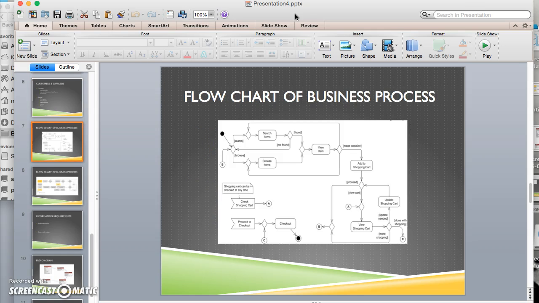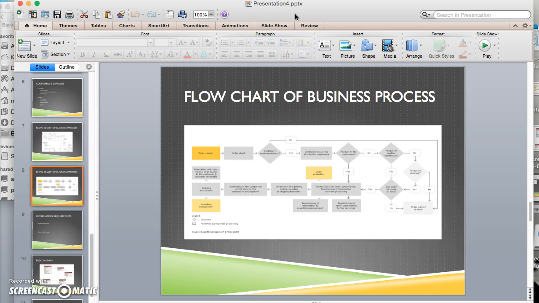Here's the most important part of the presentation, the flowchart of the business process. Here you can see the business process that the customer needs to fill in order to purchase a product. So there is his main information, but I'll go more into that in the information requirements of the receiver and the sender and the ERD model. Here's the photo of the business process within the company.